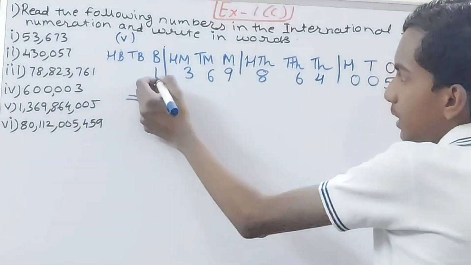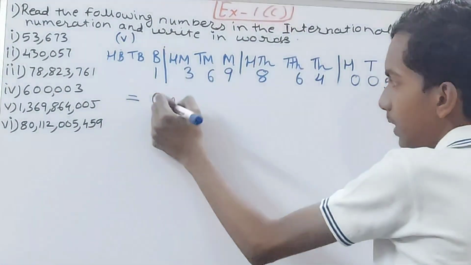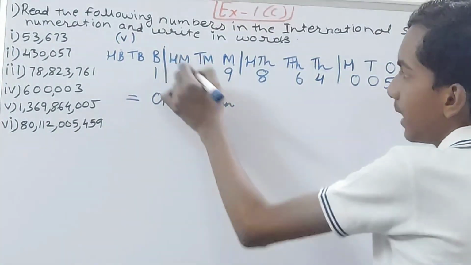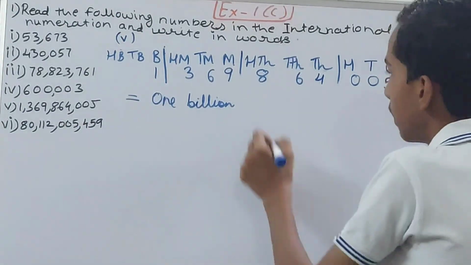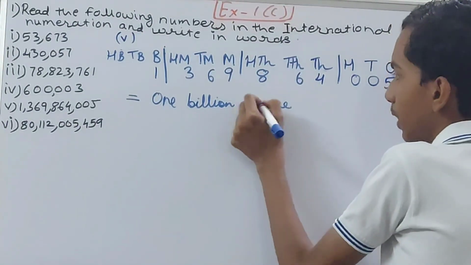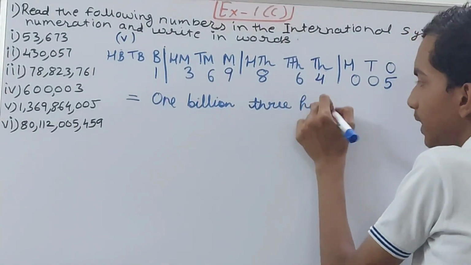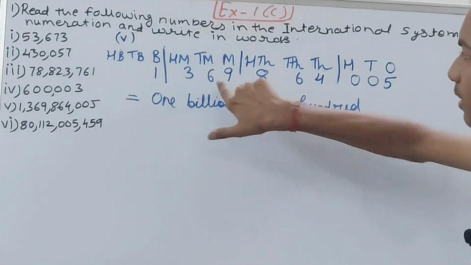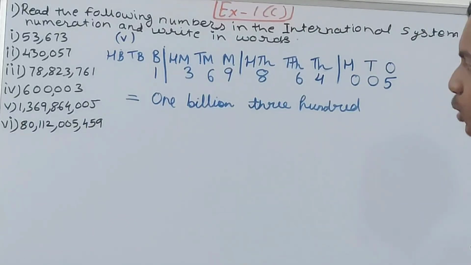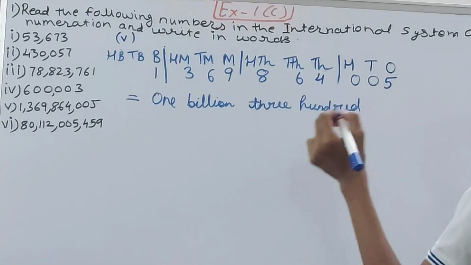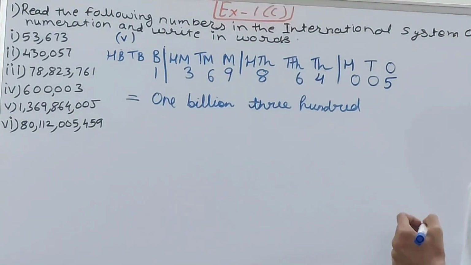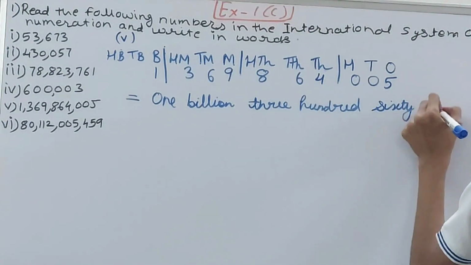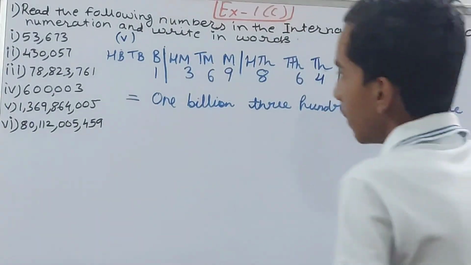See, 1 is at billions place, so 1 billion. Then 3 at 100 millions place, so 300. Don't write millions for now. We will leave this millions place. We will write the 2 digits here: 6 at 10 millions place and 9 at millions place. So 1,369 what? Millions, right?